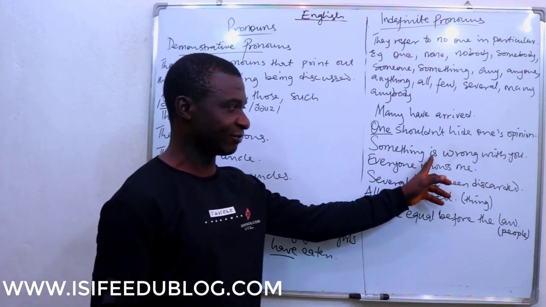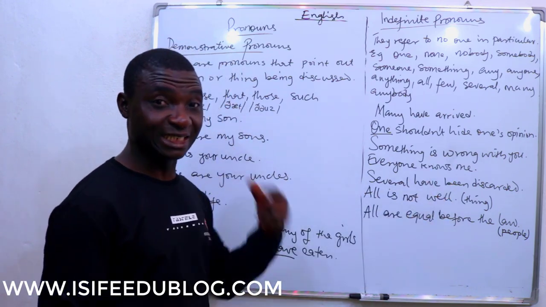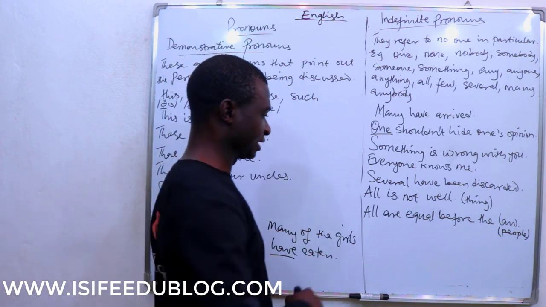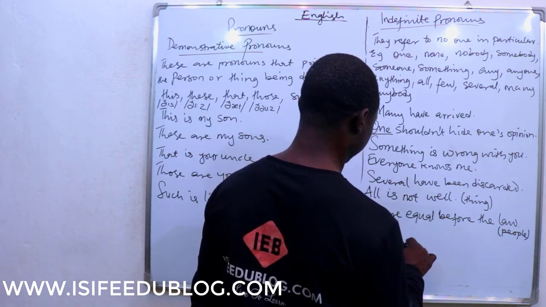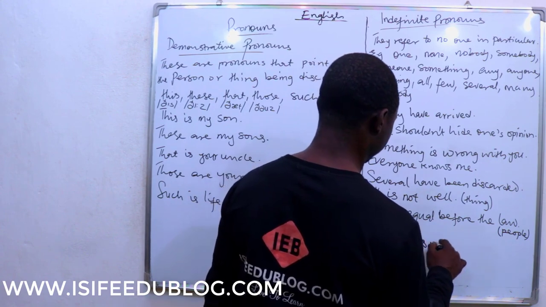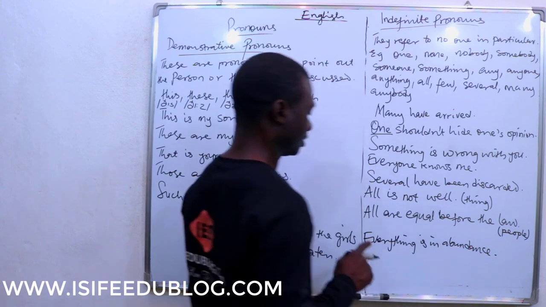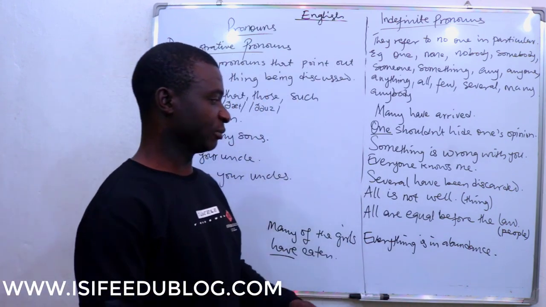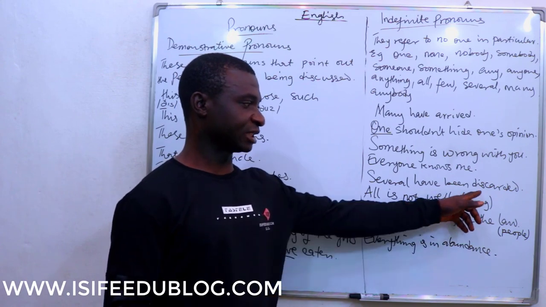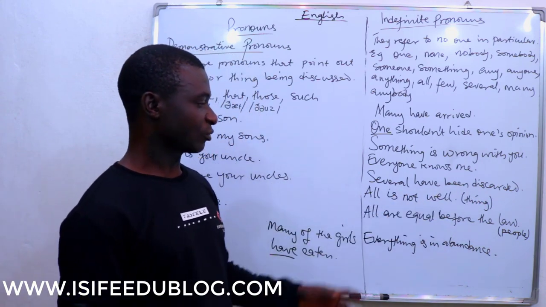Okay, something is wrong with you. Something takes the singular verb. Alright? Everything takes the singular verb. Everything is in abundance. Singular verb. Several takes the plural verb. Several have been discarded.